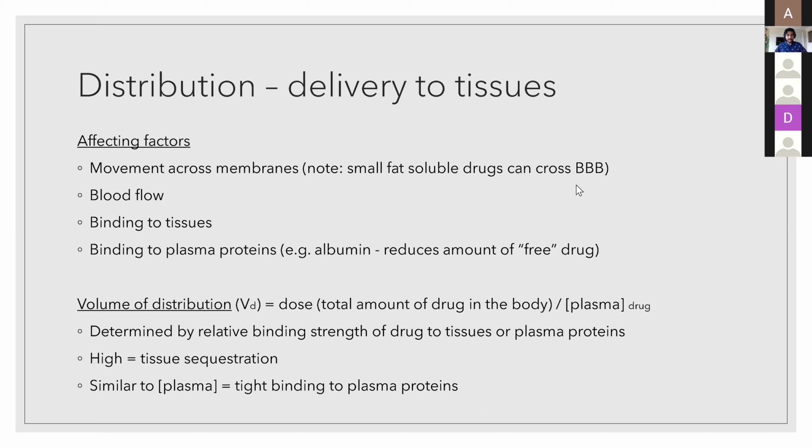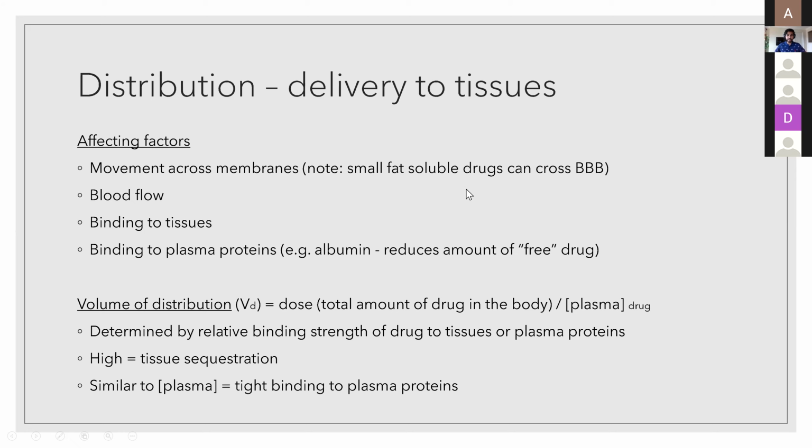So that's absorption. The next thing we have to look at is distribution. The way I like to think about distribution is how much of the drug is being delivered to the tissues. There are a number of factors that affect this. The first is the movement across membranes. If the drug can't move across the membrane into the tissue, it can't go there. A small note is that only small fat-soluble drugs can cross what's called the blood-brain barrier, meaning that only small fat-soluble drugs can actually get into the brain.